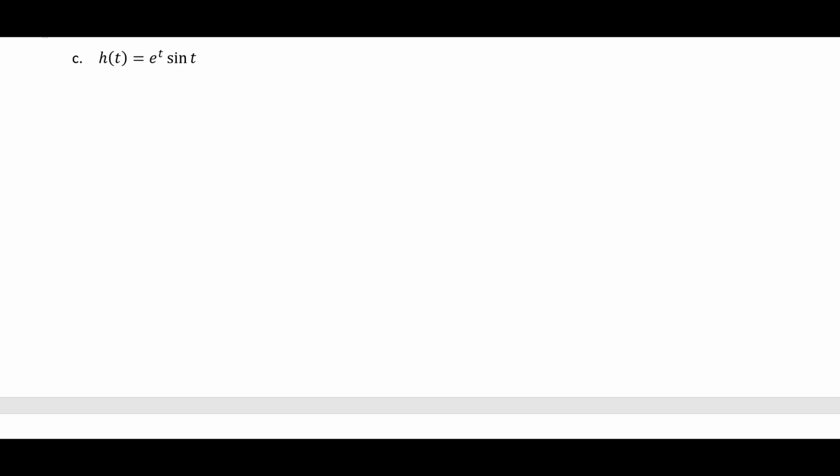So h of t is equal to e to the t sine t. So in this one, we've got to use the product rule first to find the first derivative, right? So h prime of t is equal to the first, e to the t, times the derivative of sine t, which we know is cosine t, plus the second now, so sine t, times the derivative of e to the t, which is e to the t. And so we get e to the t cosine t plus e to the t sine t.